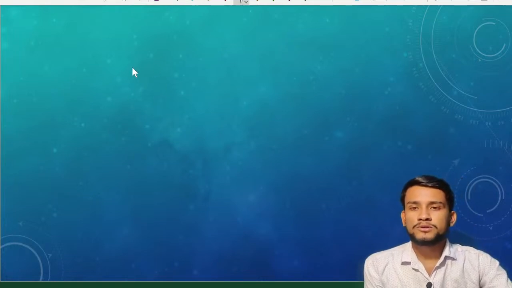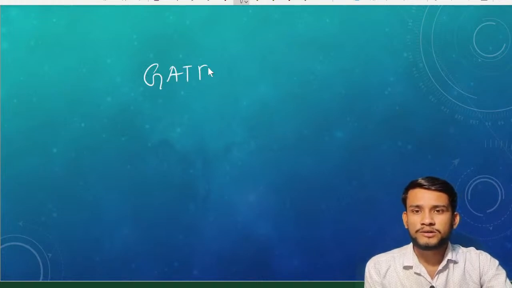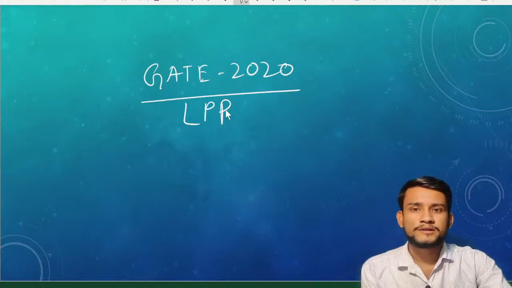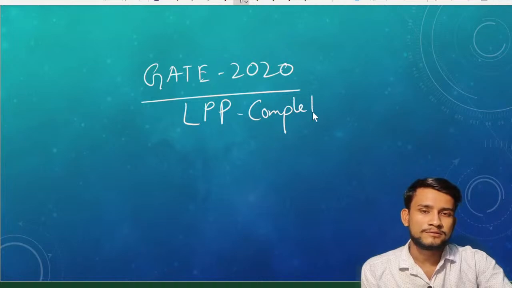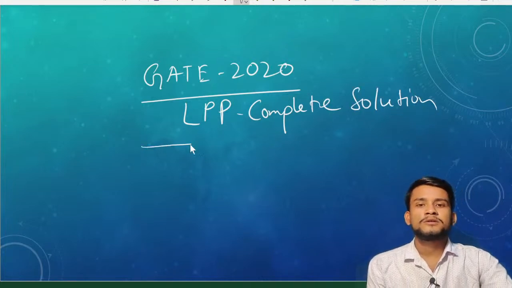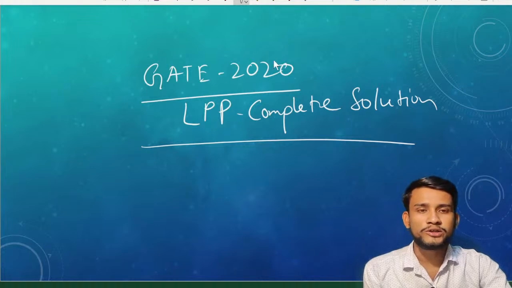Okay, so this session is the solution for what? GATE 2020 LPP solution. Okay, LPP का जो है complete solution, LPP complete solution. Okay, so we already solved the GATE 2022 paper and GATE 2021 paper.